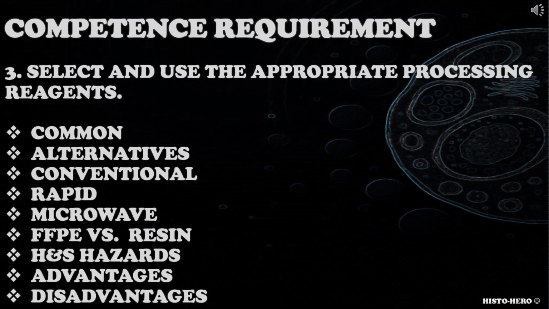The third competence requirement is for you to select and use the appropriate processing reagents. What processing reagents do you use in your lab? Why are those used? What do they do during processing? What would happen if processing reagents were used incorrectly? Consider common versus alternative reagents, reagents used during conventional, rapid or microwave-assisted processing, FFPE versus resin processing, health and safety hazards associated with reagents used, their advantages and disadvantages, and so on.